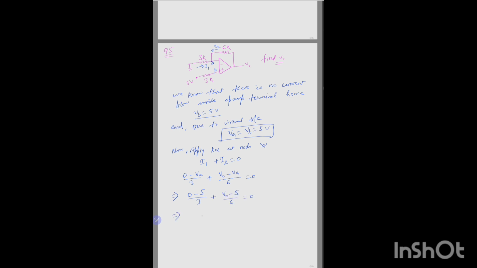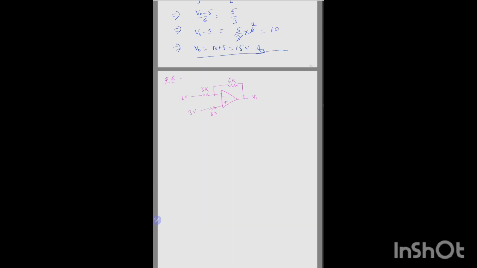Or V0 minus 5 upon 6 is equal to 5 by 3. We take the right side of this equal to symbol. Then V0 minus 5 is equal to 5 by 3 into 6, is equal to 10. After that V0 equal to 10 plus 5 is equal to 15 volt. This is the answer. Similarly, in question number 6, find V0.